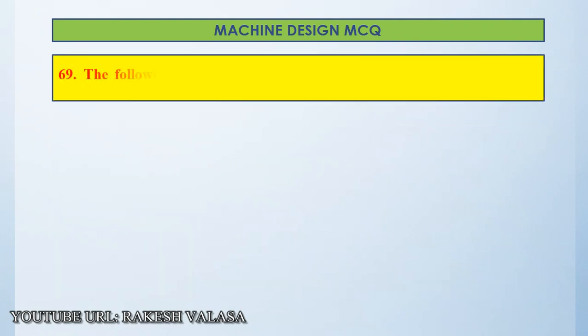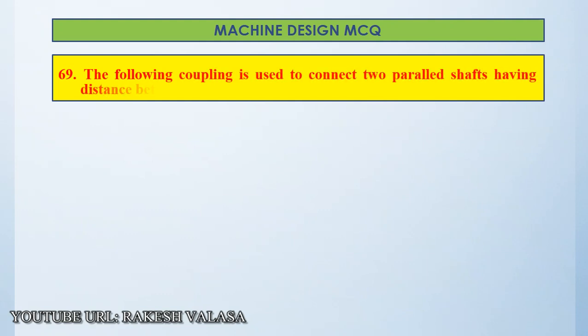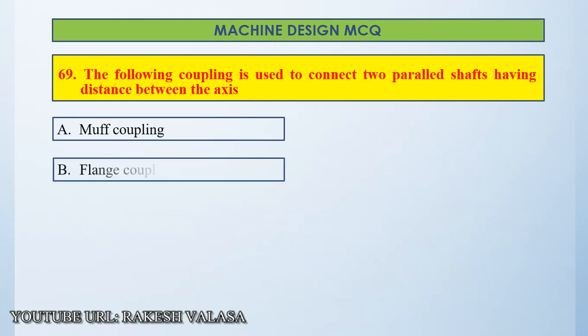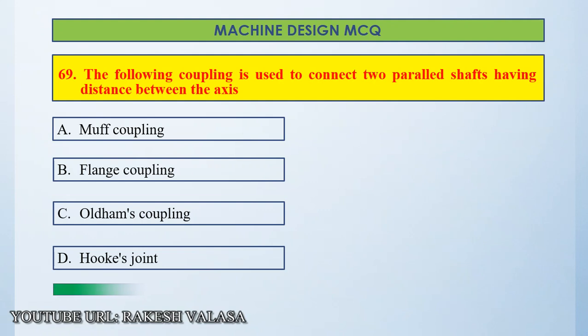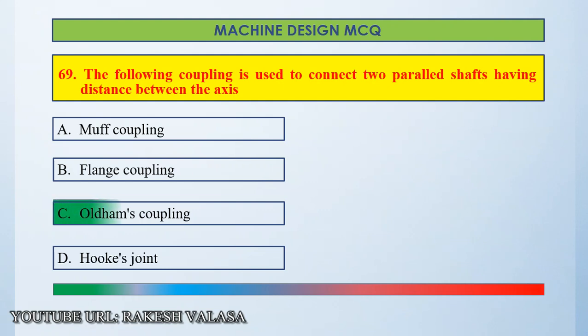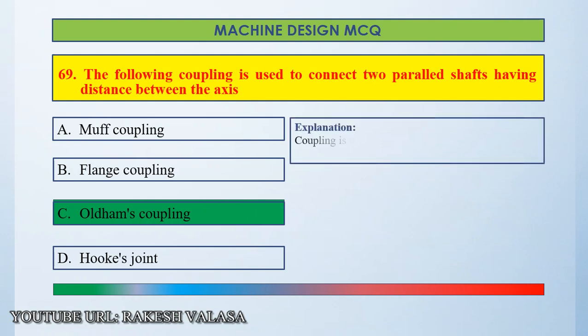Question number 69. The following coupling is used to connect two parallel shafts having distance between the axes. Option A, muff coupling. Option B, flange coupling. Option C, Oldham's coupling. Option D, Hooke's joint. The correct answer is option C, Oldham's coupling. Let us see the explanation. The coupling used to connect two parallel shafts having distance between the axes is called Oldham's coupling. So the correct answer is option C, Oldham's coupling.